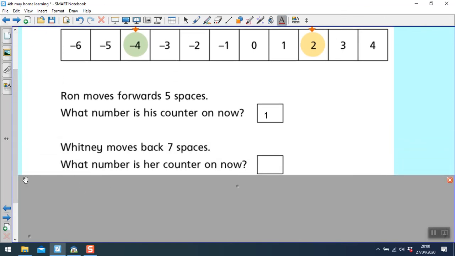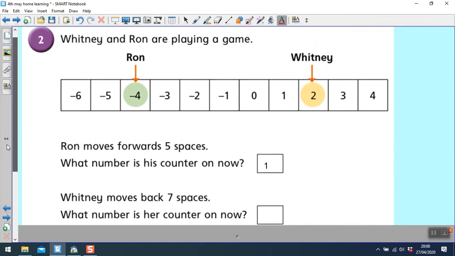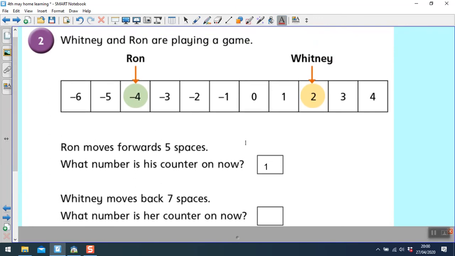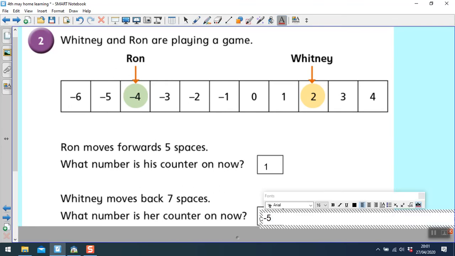Whitney moves back 7 spaces. What number is her counter on now? So she's moving backwards, she's going to get smaller. 7 jumps. Have a think about what number she's on now. So 1, 2, 3, 4, 5, 6, 7. So she's on the negative 5.